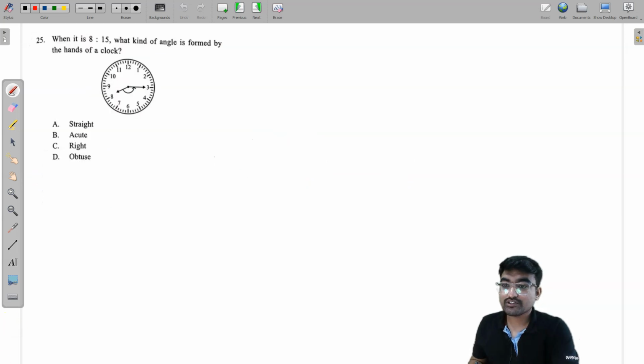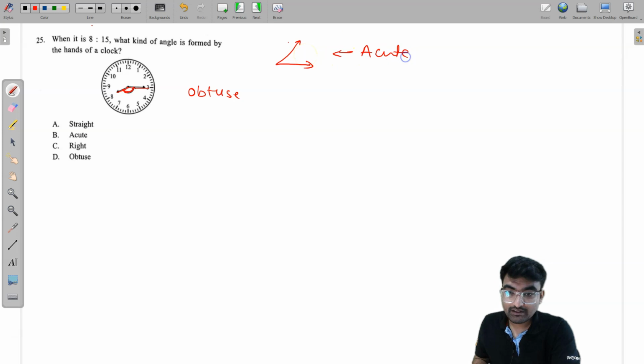Okay, so now question number 25. When it is 8:15, what kind of angle is formed by the hands of a clock? Now it's 8:15. Now as you can see, this is clearly an obtuse angle. Now what are the three types of angles? One is acute angle. When the measure of the angle is less than 90 degrees, then we call it acute angle. When it is exactly 90 degrees, then we call it right angle. And if it is more than 90 degrees, then we call it obtuse angle. Got it?